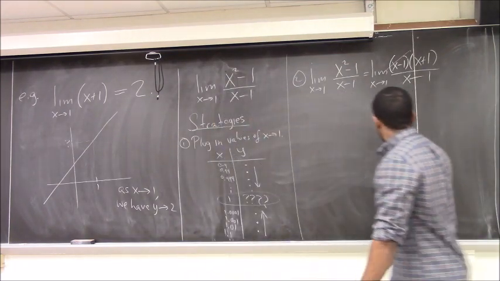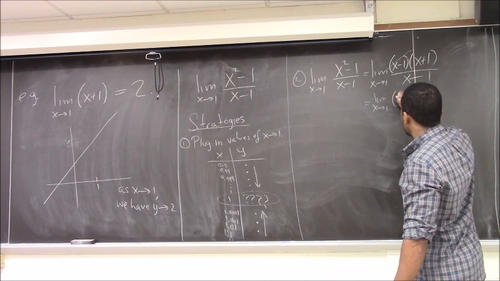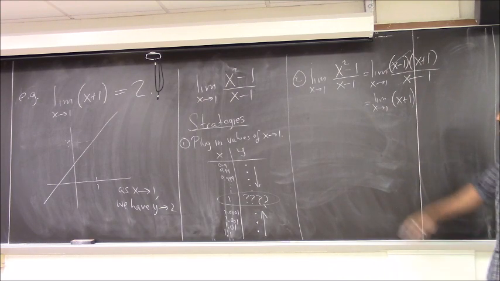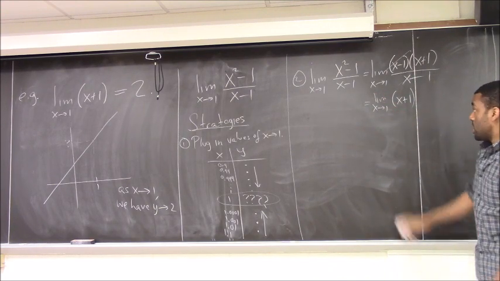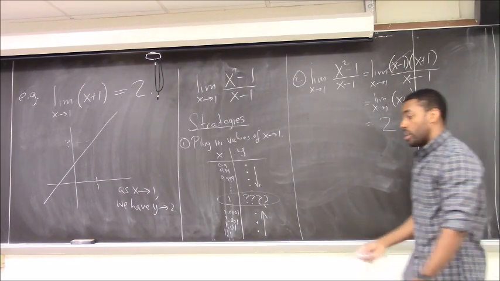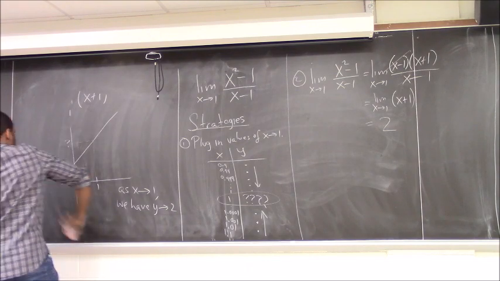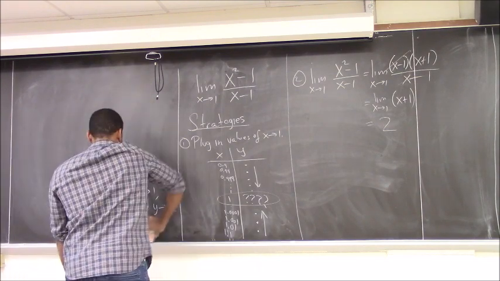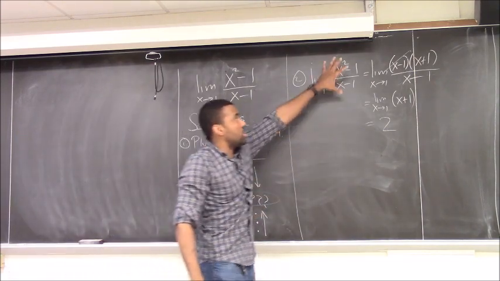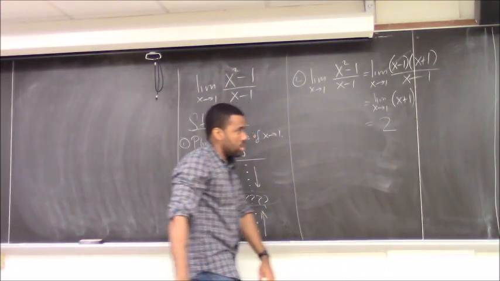Okay? And so what happens is this will become the limit as x approaches 1 of the function x plus 1. So it turns out the limit of this function is equal to the limit of that function, and we actually already know that the limit of this is 2. Here's another way we could look at it. Right, so we've reduced worrying about this function, which is complicated, to worrying about this function, which is a lot simpler to see the idea.